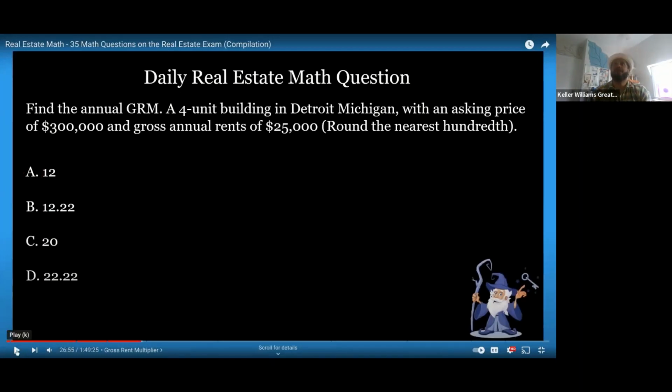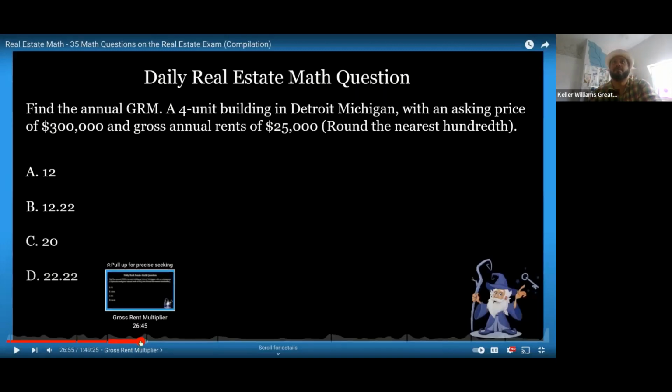All right, 4-unit building in Detroit, $300,000, gross annual rent of $25,000. A, B, C, or D? Kevin's got the math down. 12. That's what I got. All right, good job, A.